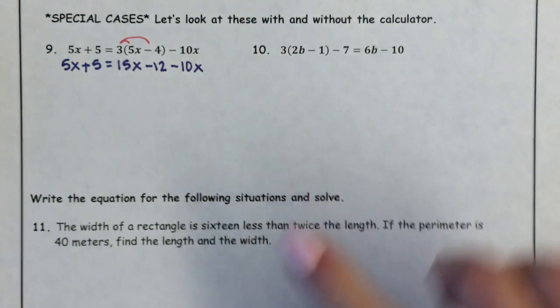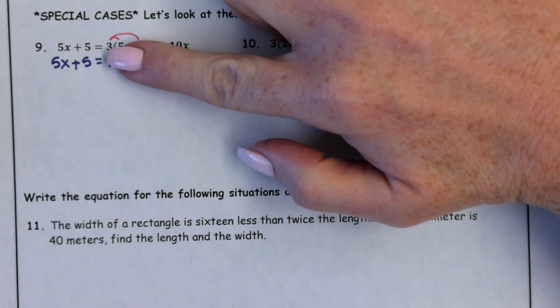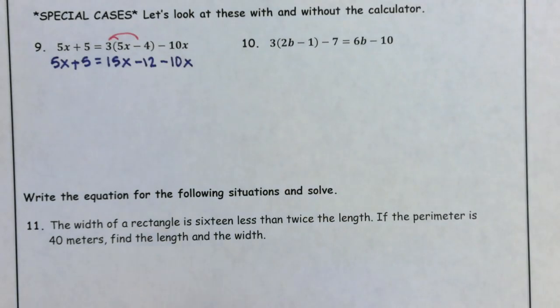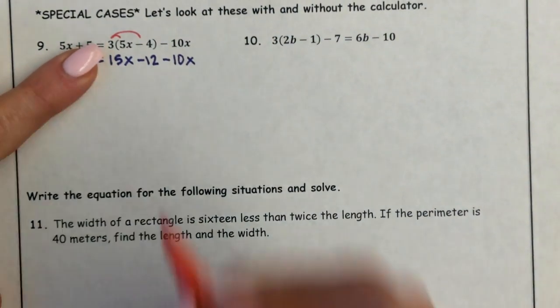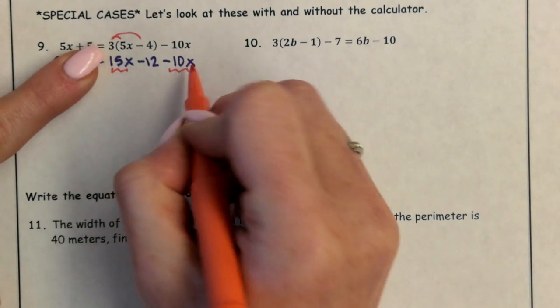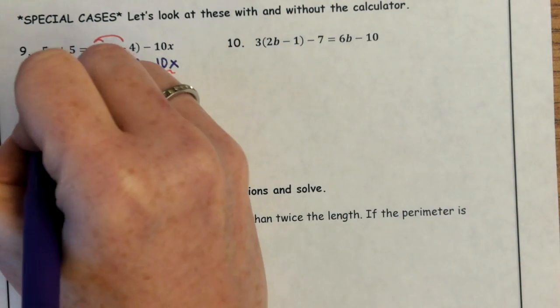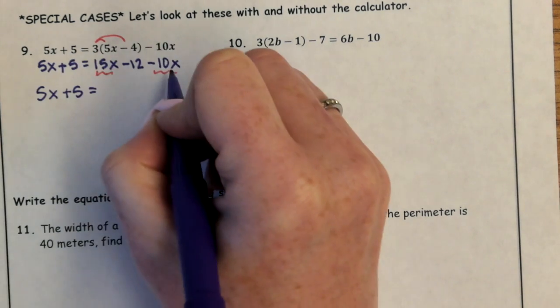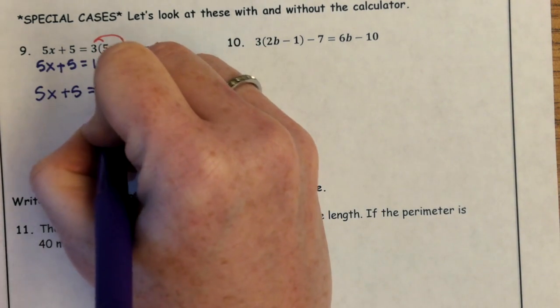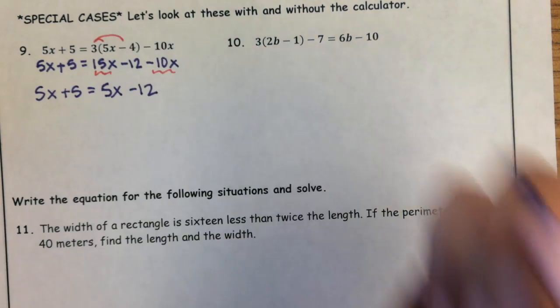Okay, now I need to see if there's any terms to combine. Are there any on that side? No, those aren't like terms. But we look over here, 15x and negative 10x, that means I need to combine those. So I'm going to drop everything else when I combine them. 5x plus 5 equals 15x minus 10x leaves me with 5x minus 12.